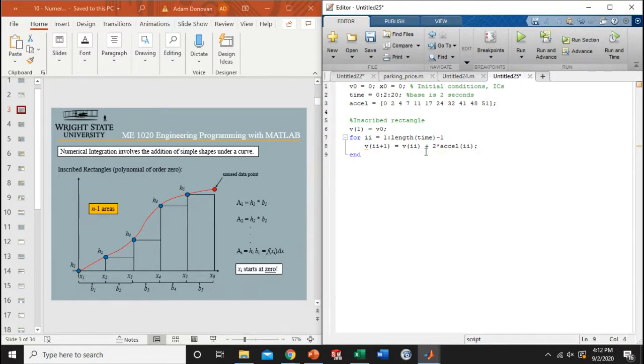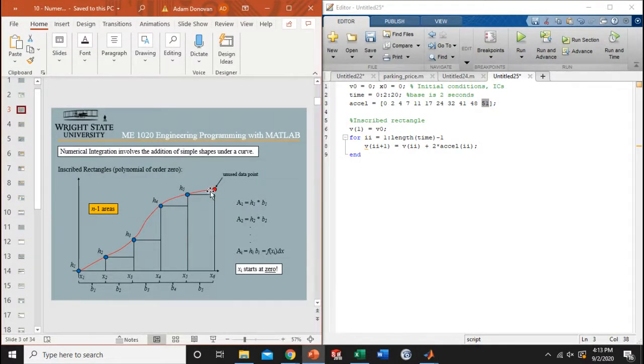So I went through, and this will calculate all of them, right? It'll keep going through. The reason you had to do length of time minus 1 is because once I get to this last point, if I were to try to do v of i plus 1, the acceleration of i plus 1 doesn't exist because it's a point past 51 that doesn't exist, right? I'd be trying to pick out a point that I don't really have data for down the line. So you have to go only to the last one. And remember, in this case, with the inscribed rectangle, I'm not going to use this last data point, and that's exactly what it says here, right?